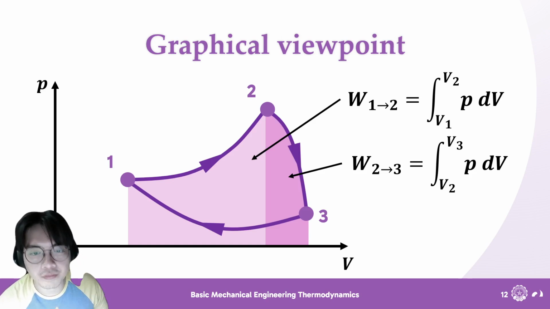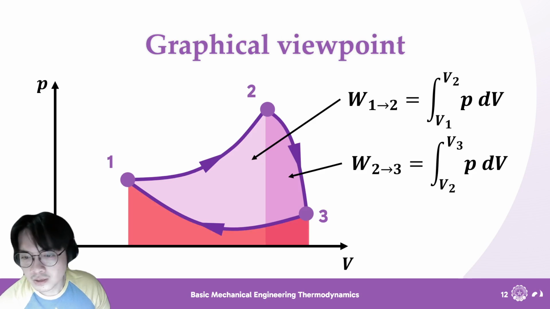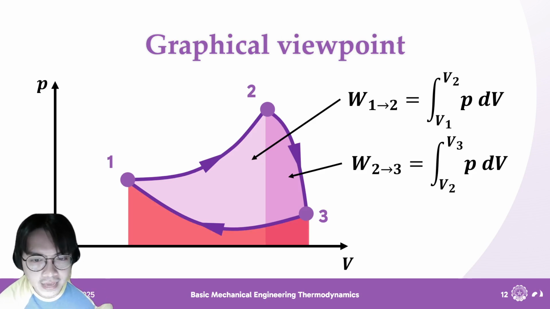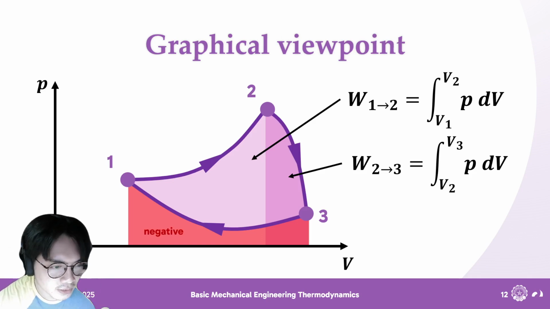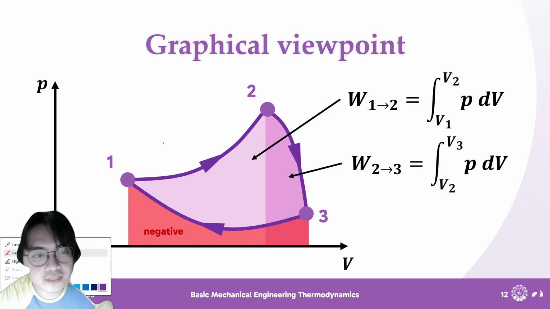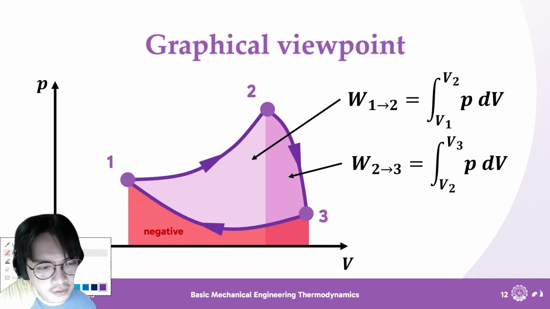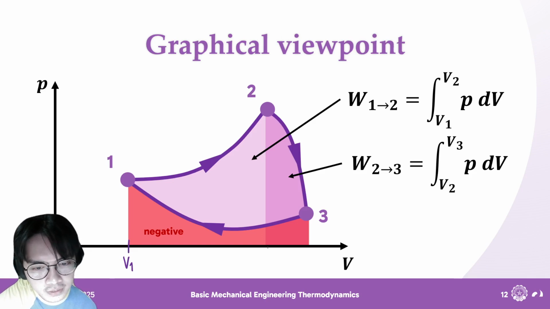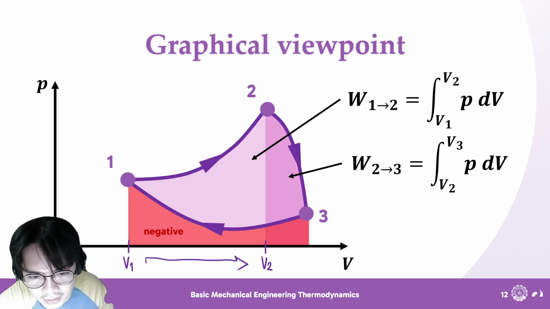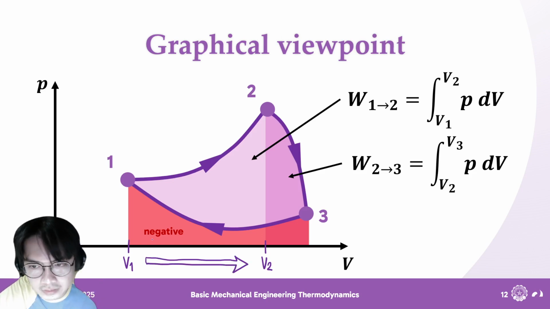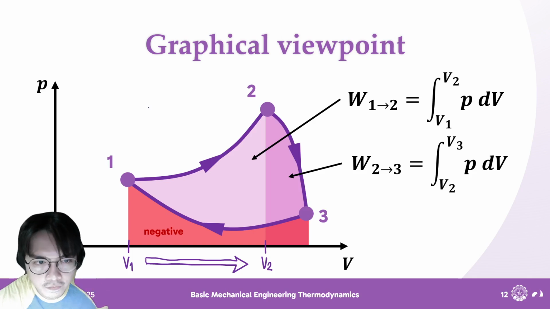And then now this thing. Why is it colored red, you might be asking? Because I will tell you right now, it is negative. Wait a second, what do you mean negative? If you notice, from state 1 to state 2, look at the volume. This is volume 1 and this is volume 2. Volume 1 is the initial state and volume 2 is the final state. Therefore, the volume increased.